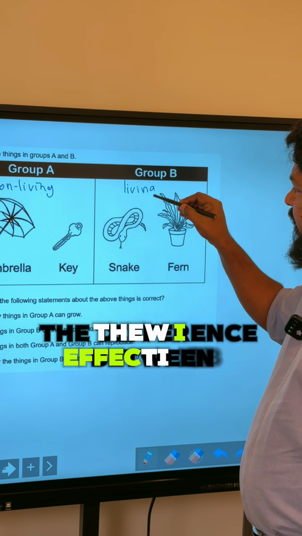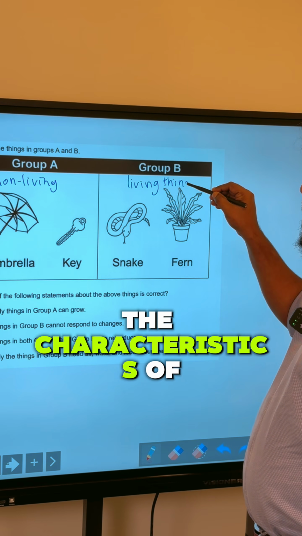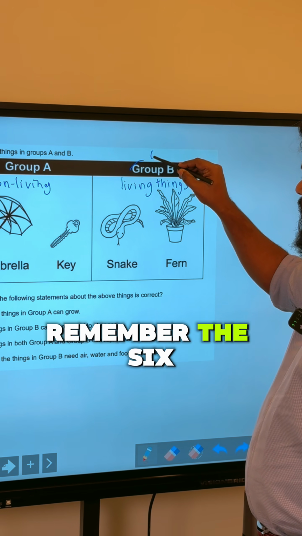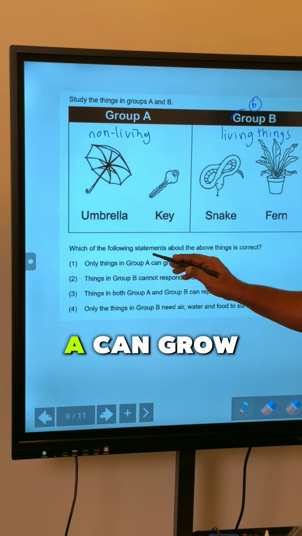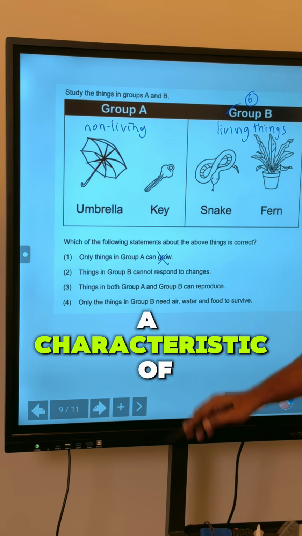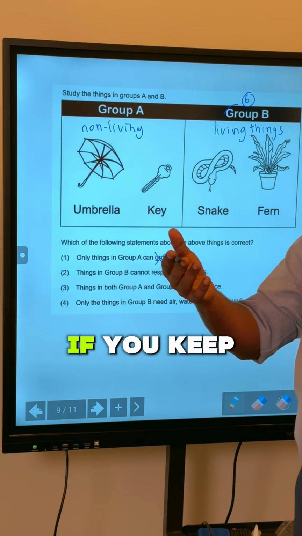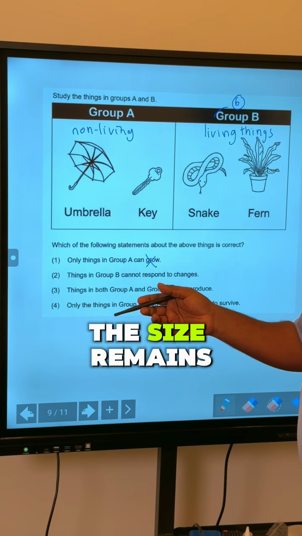So the difference between them is effectively the characteristics of living things. Remember the 6 characteristics of living. Let's go through the options. Only things in Group A can grow. Again, growing is a characteristic of a living thing. The umbrella and key, you keep them there, 10 years later, you come back, the size remains the same.